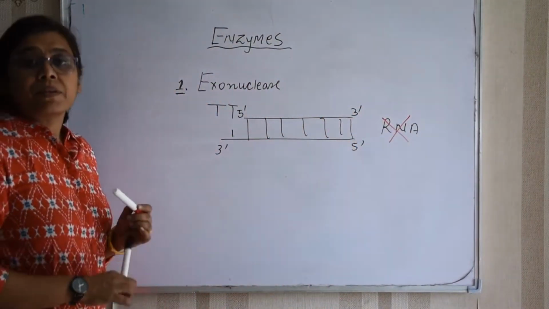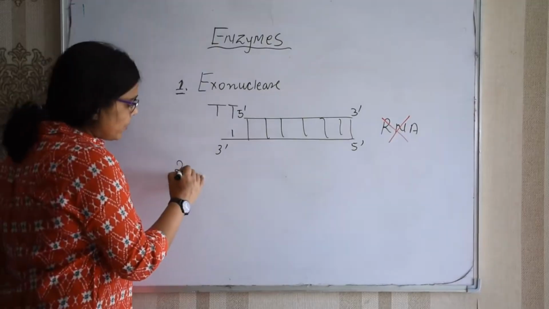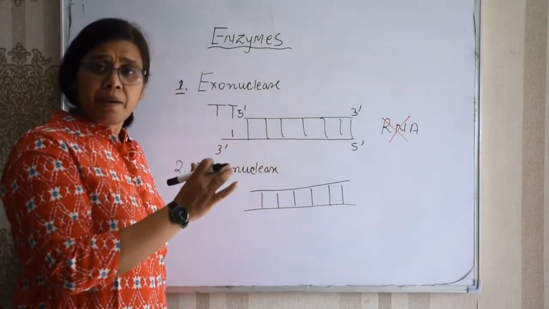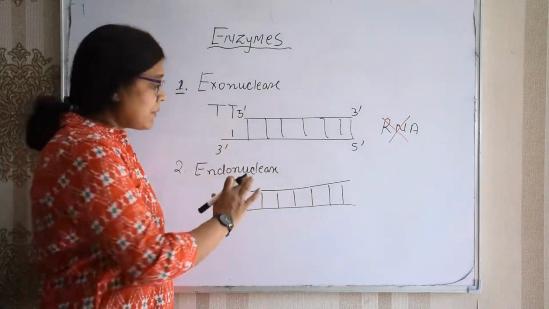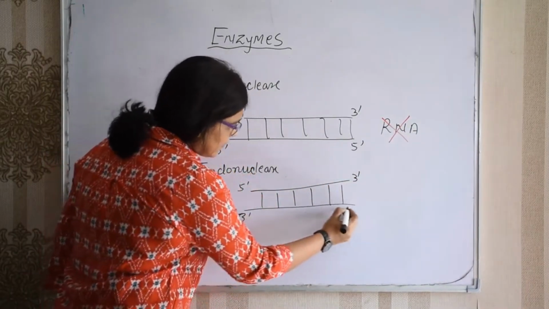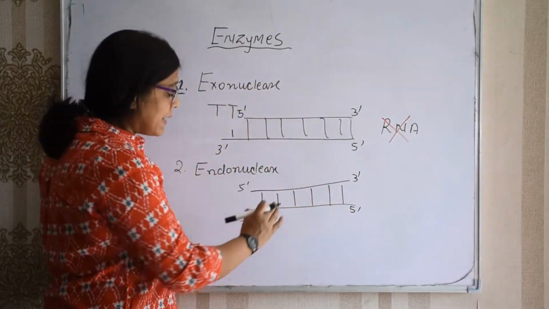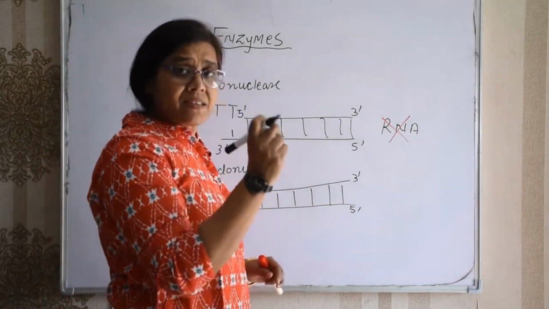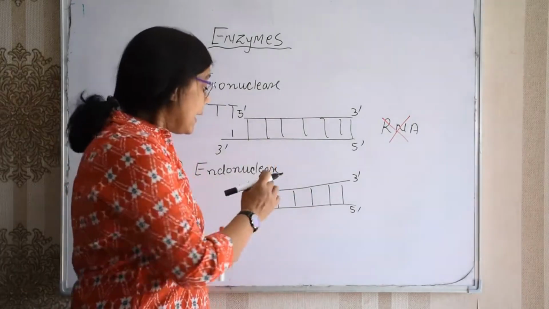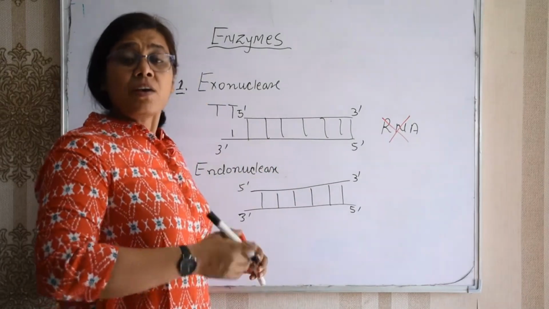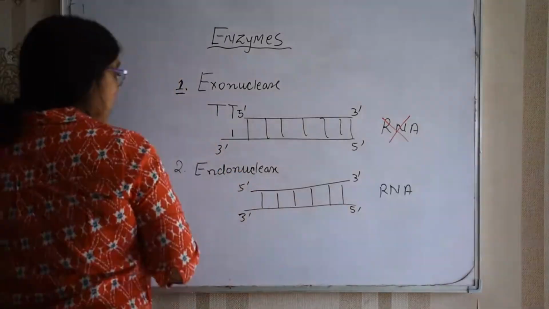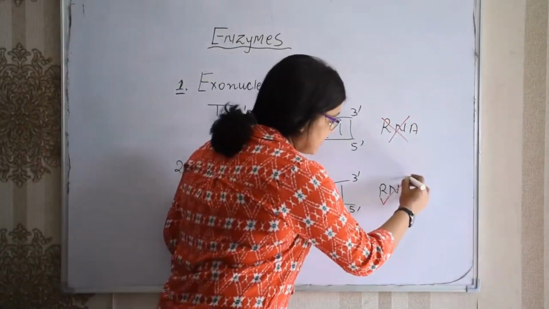The second type of cleaving enzyme is endonuclease. Endonuclease breaks the DNA molecule from any site except the terminal site. So these are the terminal sites. Except the terminal site, it breaks the DNA molecule at any site, and apart from this, it cuts either single strand or double strand. This is the characteristic of endonuclease, and RNA is cleaved by endonuclease.